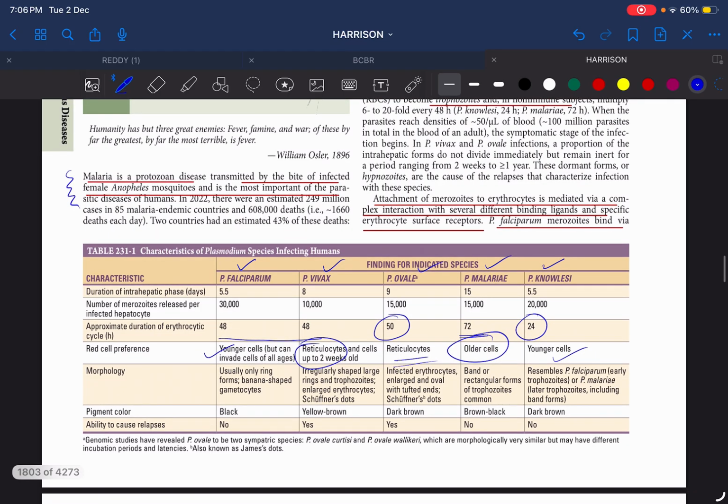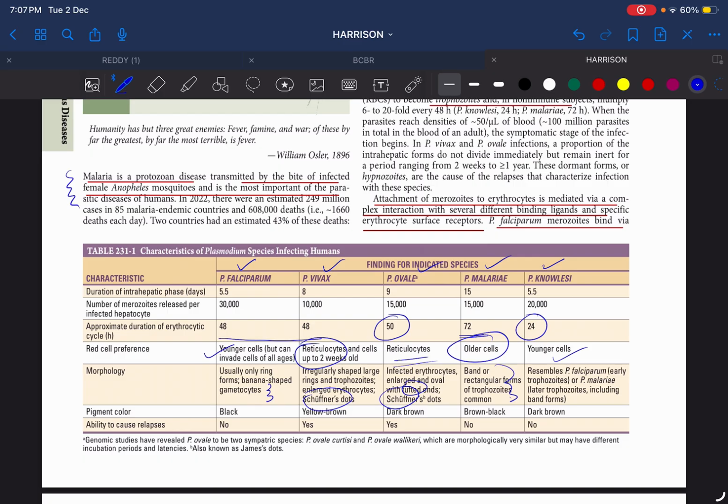Banana-shaped gametocytes are one of the characteristic morphologies of Plasmodium falciparum. Schuffner's dots with irregularly shaped large rings and trophozoites of vivax. Tufted ends with Schuffner's dots again of ovale. Band or rectangular forms of malariae. And remember, Plasmodium knowlesi resembles that of Plasmodium falciparum in early stages, and in late stages it resembles that of Plasmodium malariae.